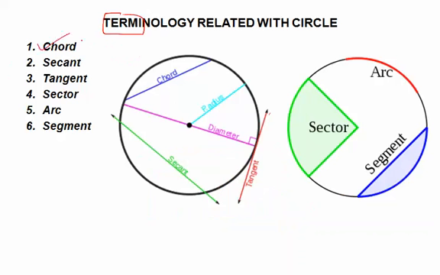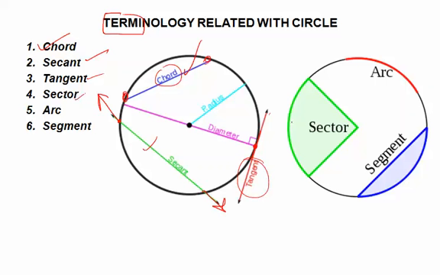So first one is a chord. What is a chord? A line joining two points is known as the chord. So what is a secant? A chord in extended form. If you extend the chord in this form, this is called as secant. What is tangent? A line touching the circle, just touching the circle, is known as tangent.